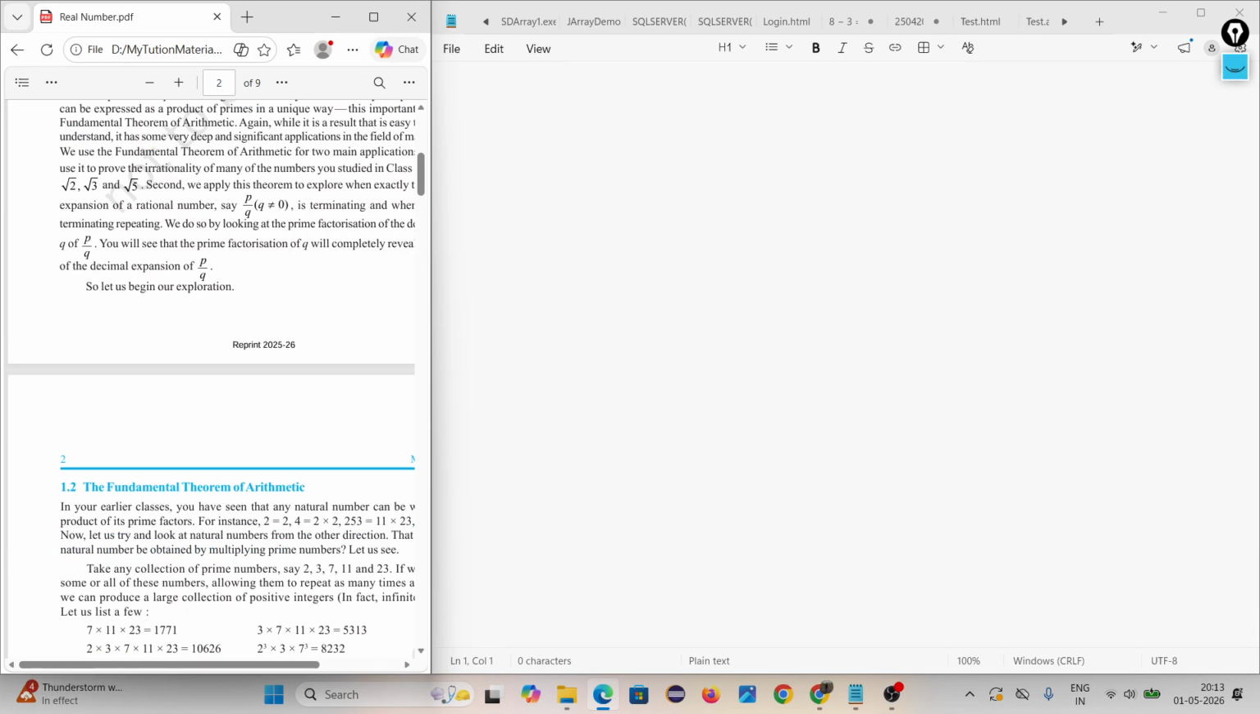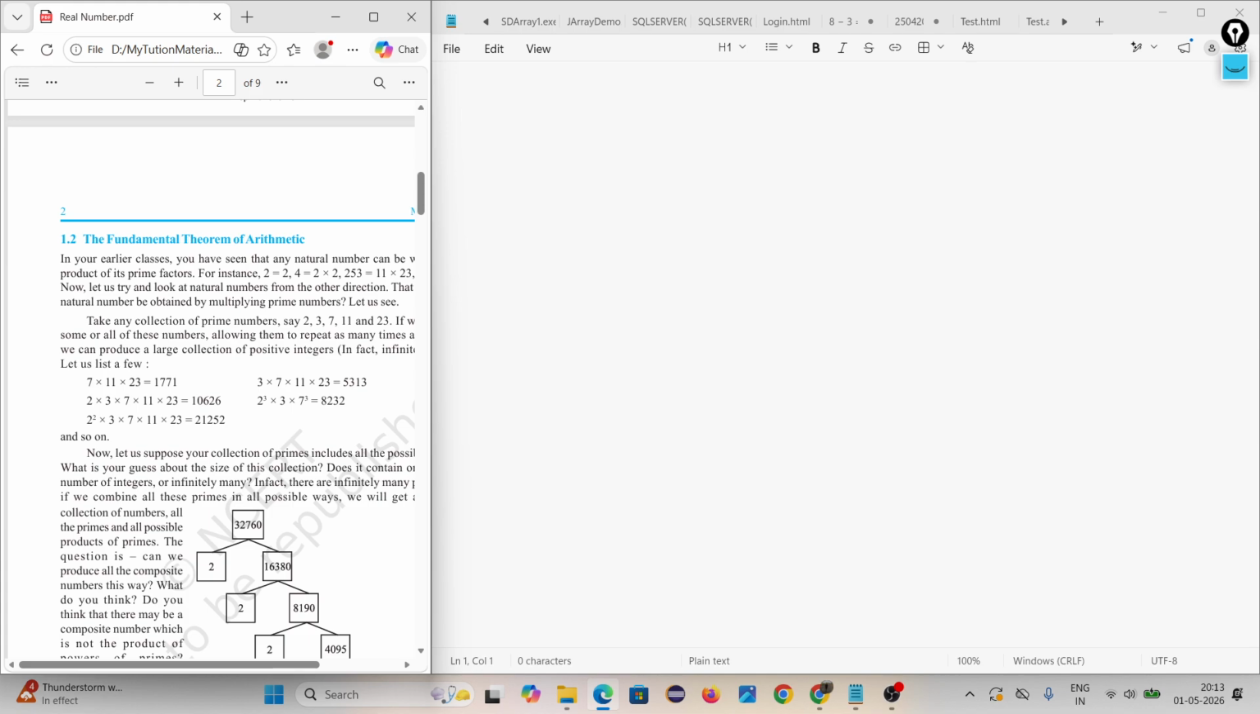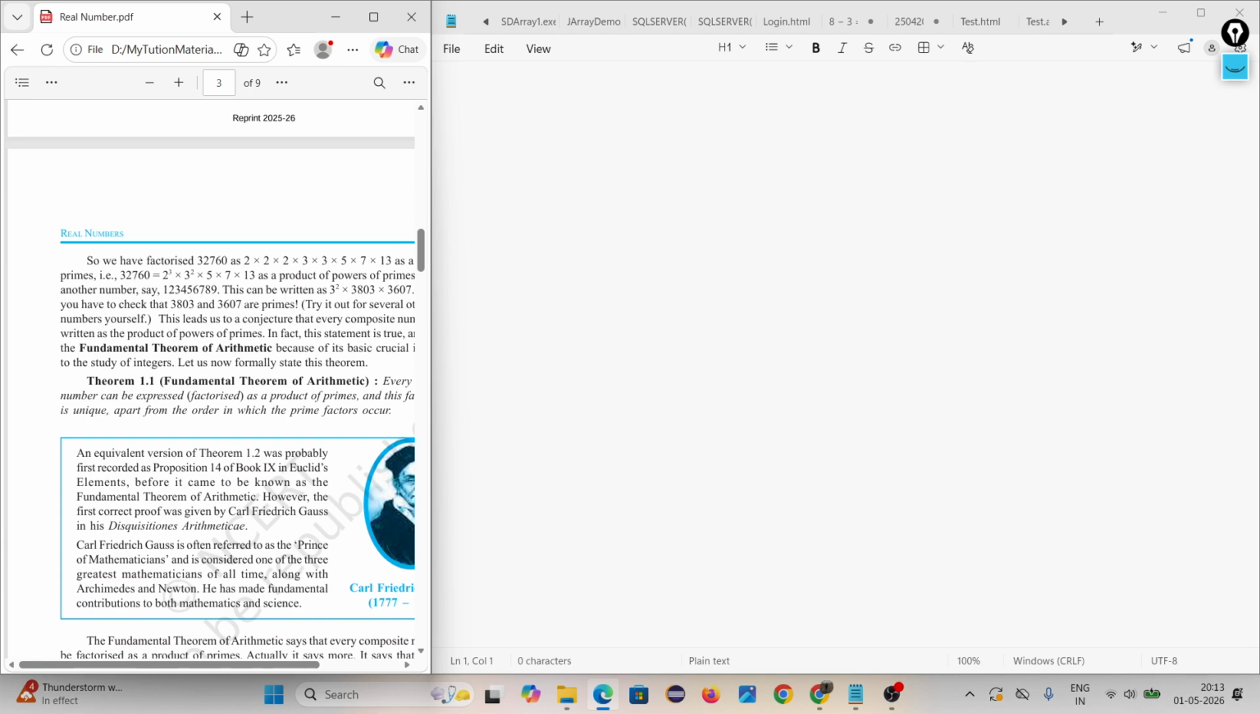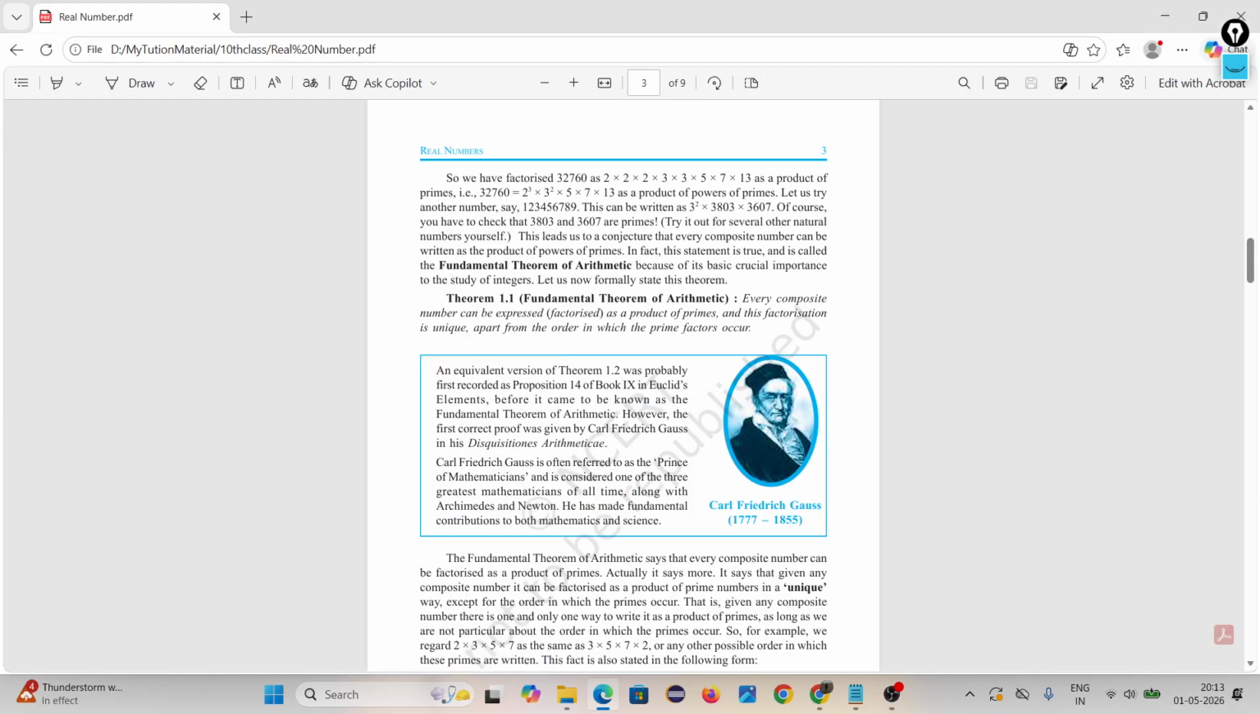Real numbers, we completed all these things. The fundamental theorem, I want to explain these things. Fundamental theorem. Look, fundamental theorem.